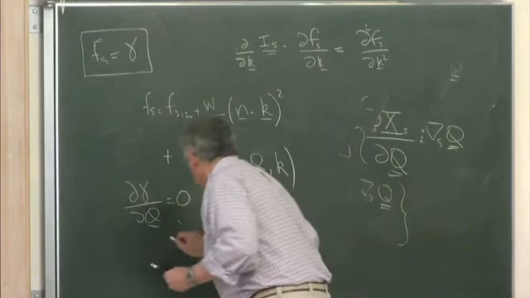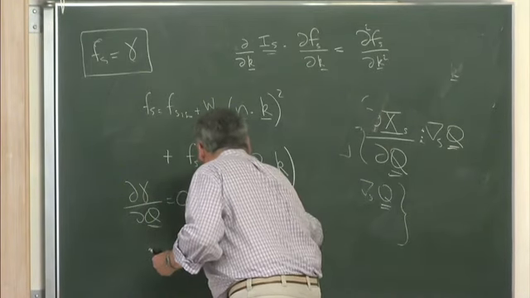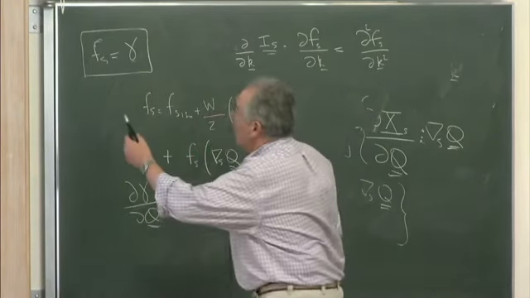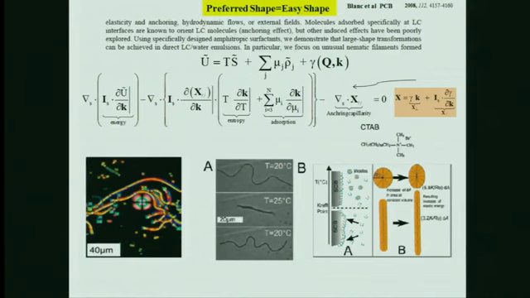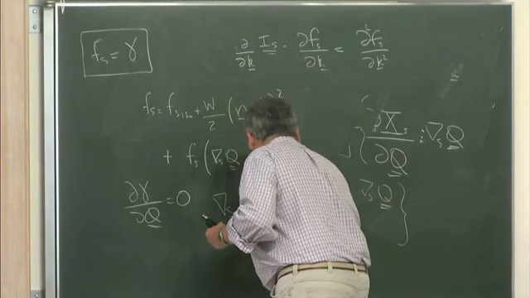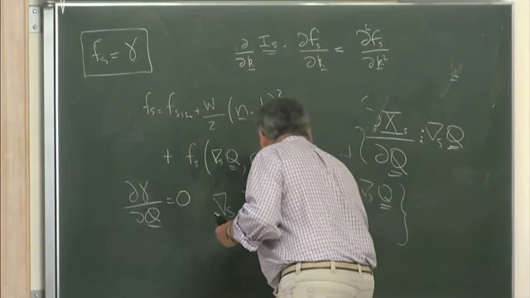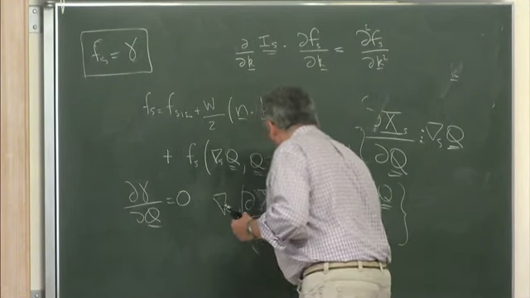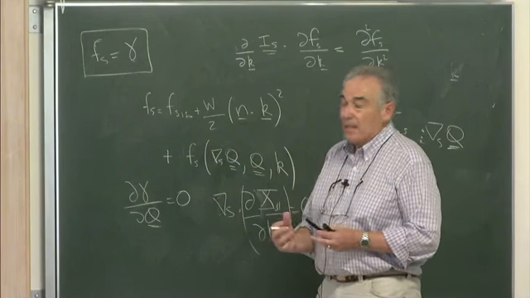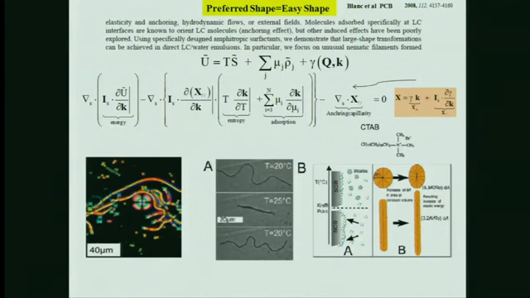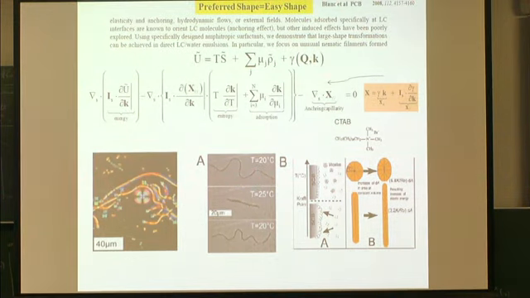This term here is d gamma dx dk equal to 0. That gives you this term here. So how do I get that? I take the derivative with respect to k, and then I take the gradient, the divergence of everything. So this term here plays the same role as easy shape.